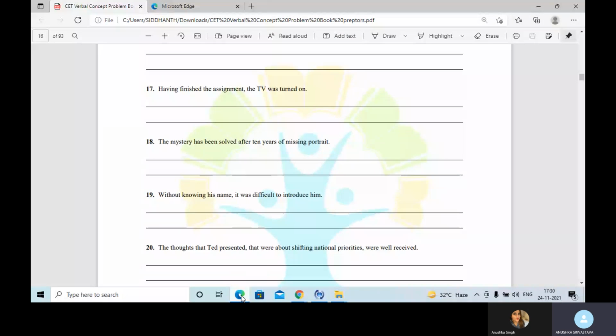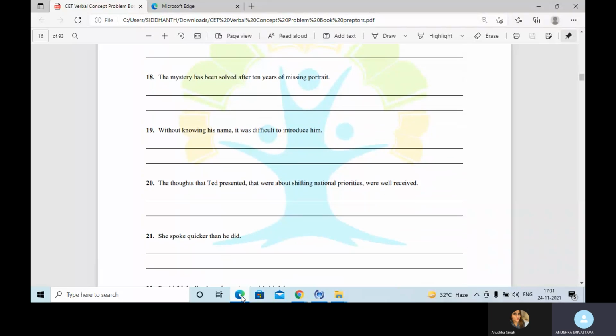Without knowing his name, it was difficult to introduce him. Now, who did not know his name and for whom it was difficult to introduce? So, as I did not know his name, it was difficult for me to introduce him. Or you could say, without knowing his name, I found it difficult to introduce him. If people are thinking we can take me instead of I, it will be incorrect. You are only supposed to introduce a subject and not an object, and me becomes an object pronoun.